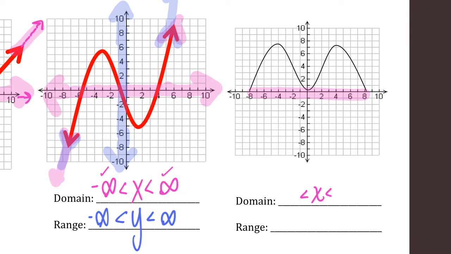You'll notice that the graph starts at -8, and it continues to +8. Because that is not a clear open circle, we would put a line underneath. It's assumed that it's included, and it continues all the way to +8, included. Do the same thing for your y values. Set up your y inequality.